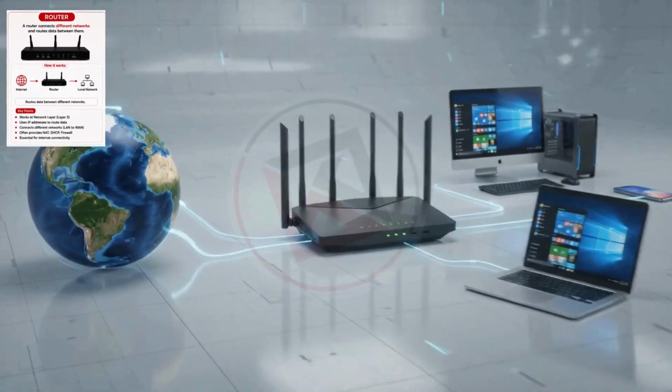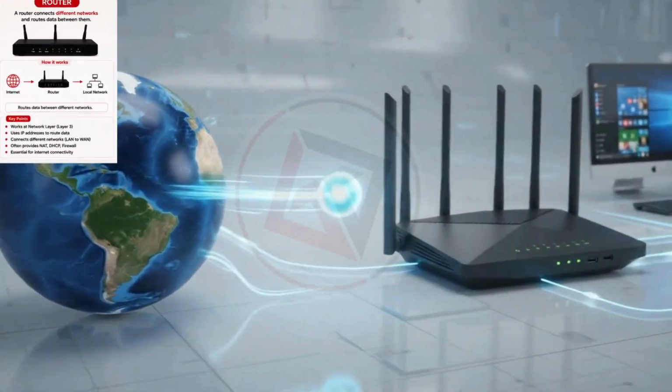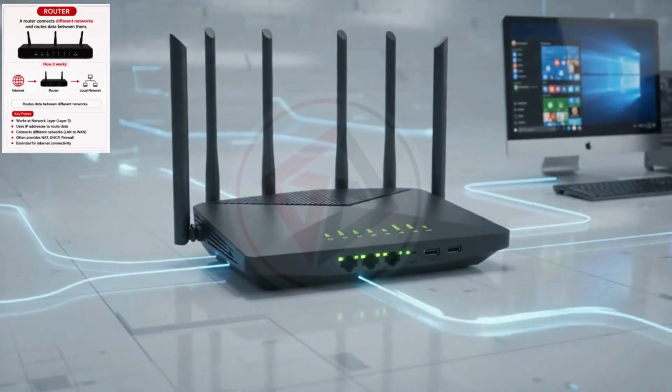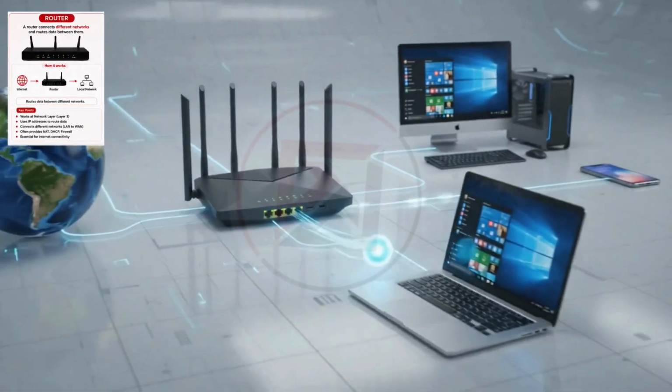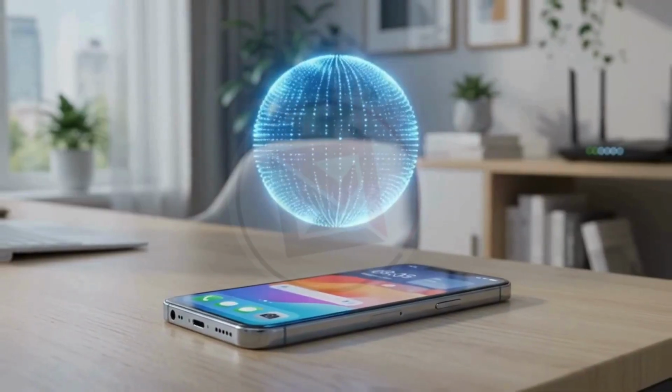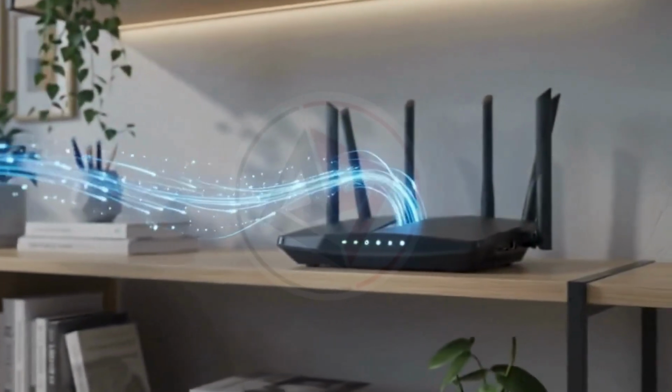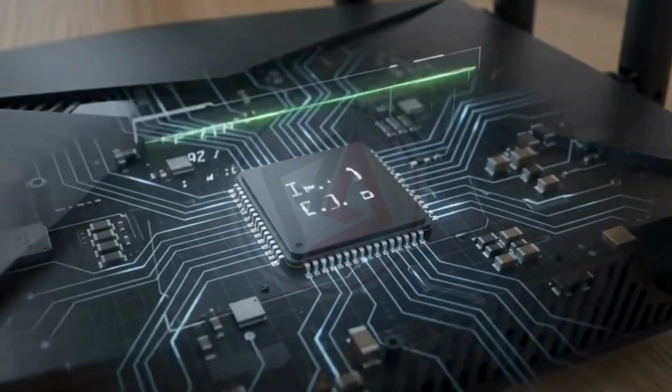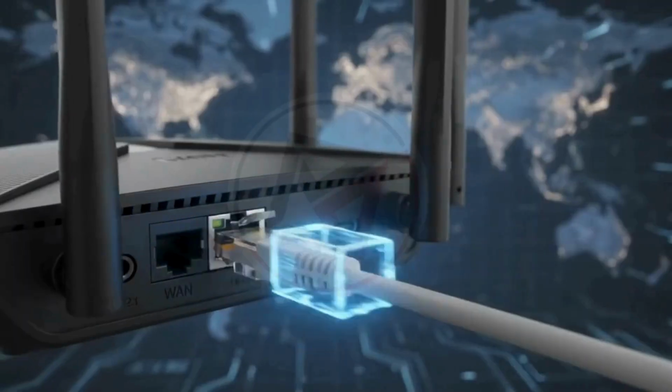Finally, we have the router. A router has a different job. Instead of simply connecting devices within the same network, a router connects different networks and routes traffic between them. For example, your home router connects your local network to the internet. It uses IP addresses to determine where packets should go.